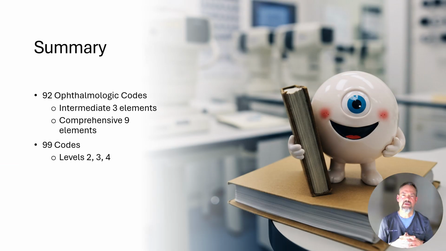So in summary, we looked at the 92 codes and talked about the difference between an intermediate requiring 3 elements and a comprehensive requiring 9 elements. We did a deep dive in the 99 codes, and I hope you better understand the differences between level 2, 3, and 4. I've been involved in a lot of chart audits, auditing other charts, and while occasionally I will find examples of overcoding, which is never appropriate, more commonly I find examples of undercoding. So now that you understand the differences, code to the level that is most appropriate.